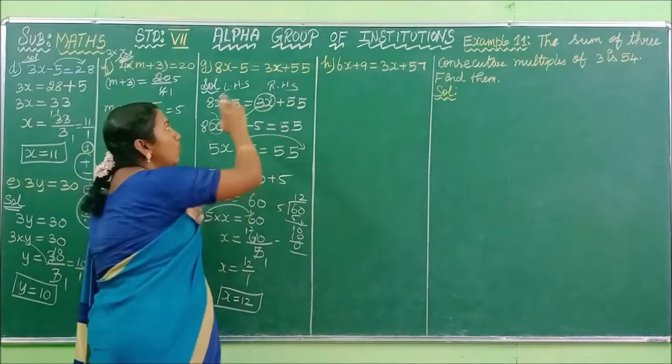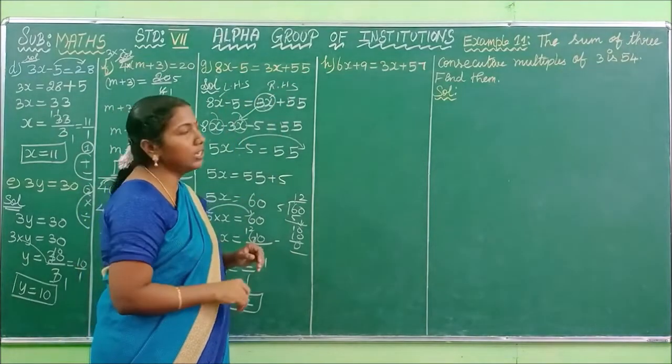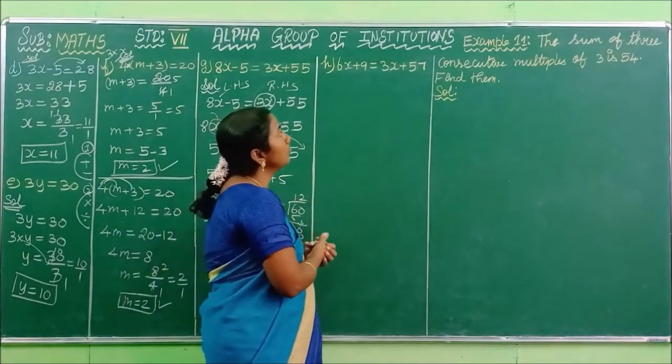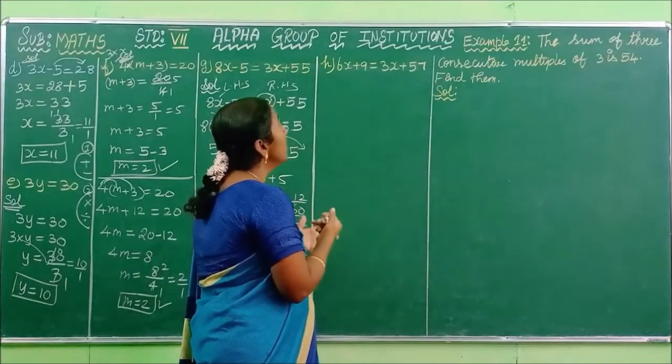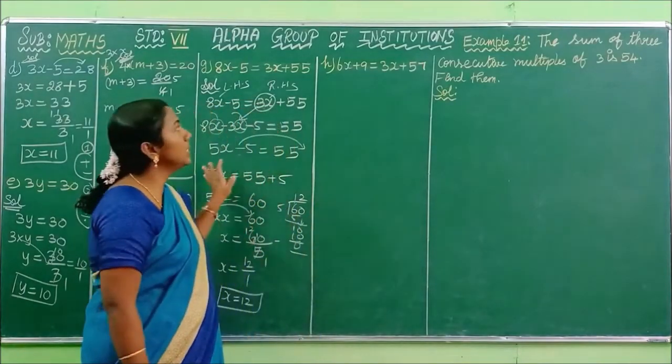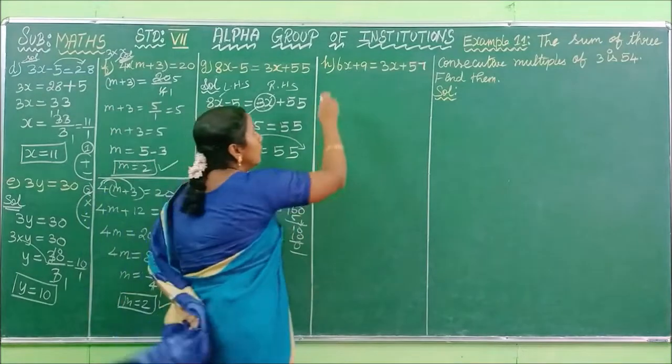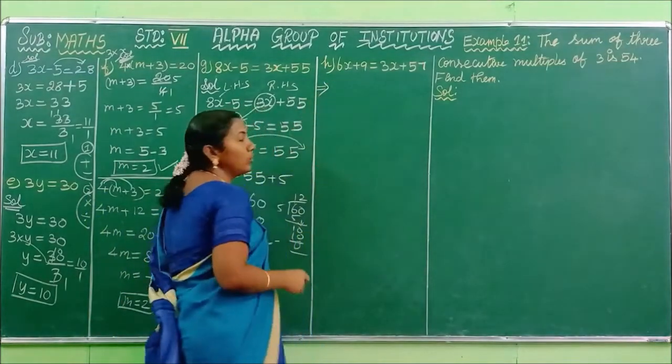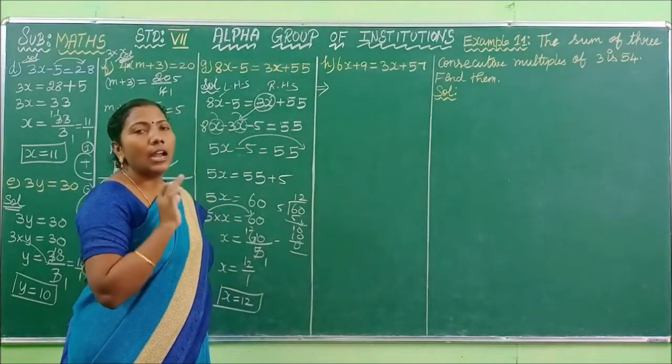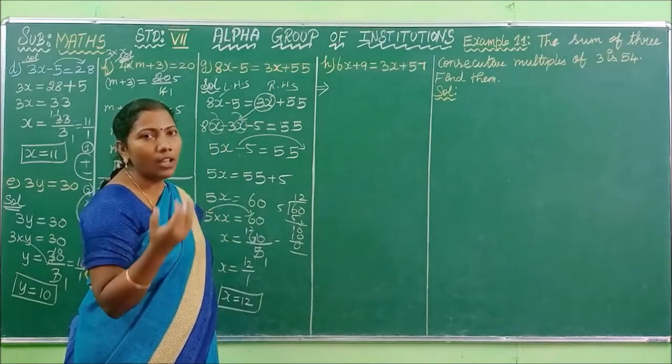See children, definitely both the answers are same. You check here research time. Okay. See the last sum. 6x plus 9 equal to 3x plus 57 is also in the same order. Let us do it, children. First of all, what you have to do? You have to collect the variables in the LHS and the numerical values in the RHS.